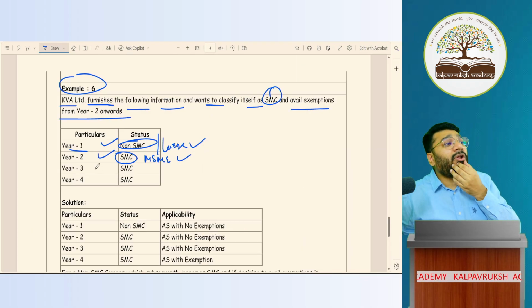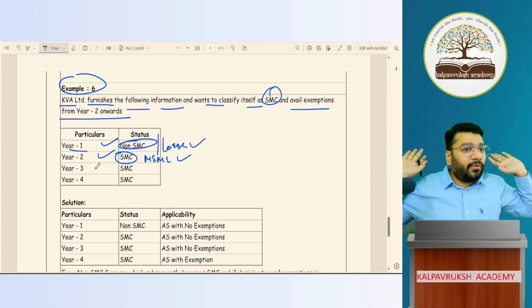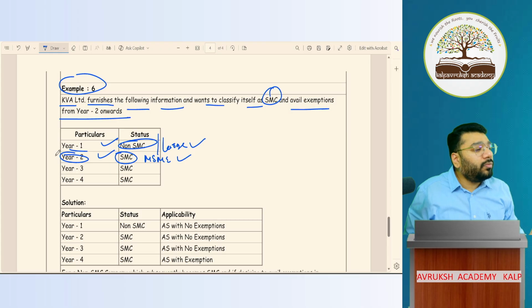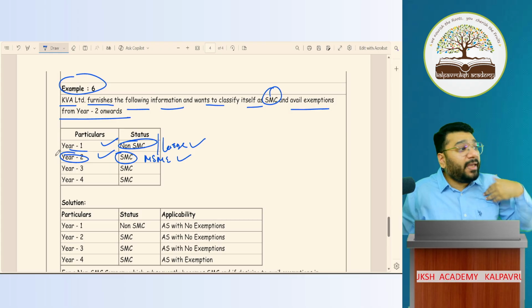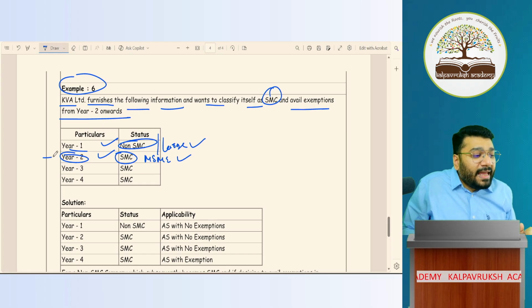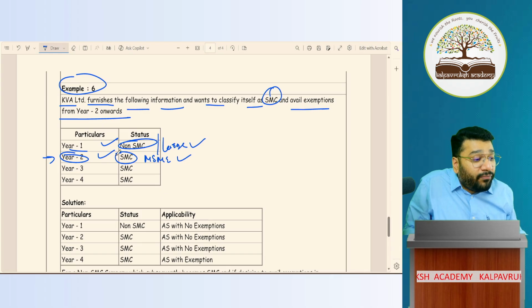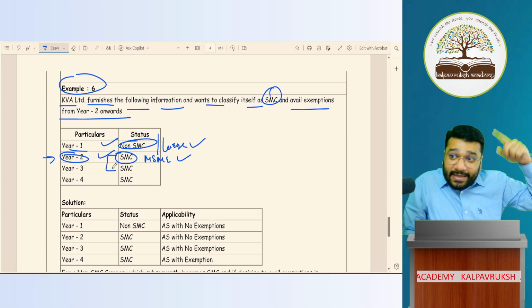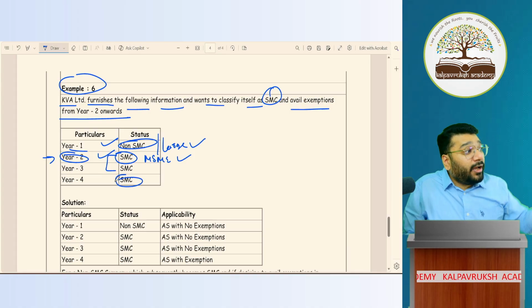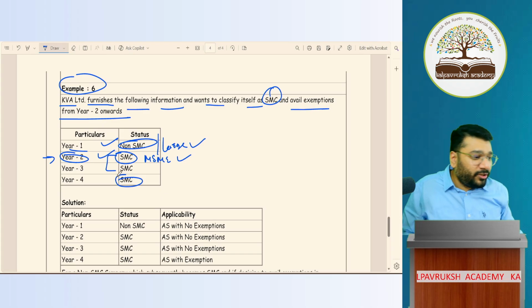First year, non-SMC. Non-SMC means what? I'm a big company, all ASs I'll follow. In year 2, my turnover is less than the threshold, so I became SMC, meaning small and medium company. Now the question is, can I avail exemption in year 2? No. Year 3? No. Year 4? Yes, provided you are SMC for 2 consecutive years without exemption, and in year 3 also you are SMC, only then you'll get the exemption.